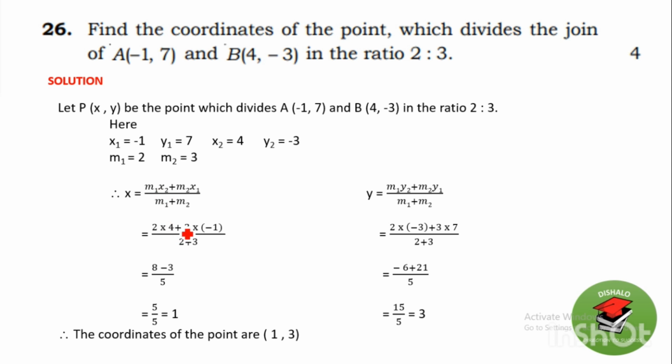m1 is 2, x2 is 4, plus m2 is 3 into x1 is minus 1. Then you calculate it, you get one point as 1 and the other as 3. So the coordinates of the point are (1, 3).